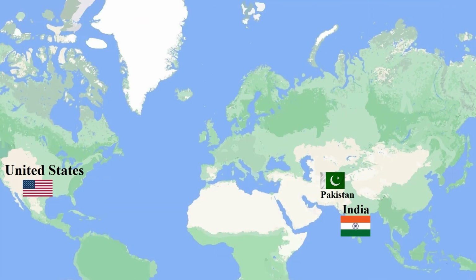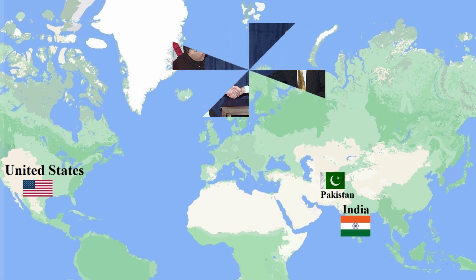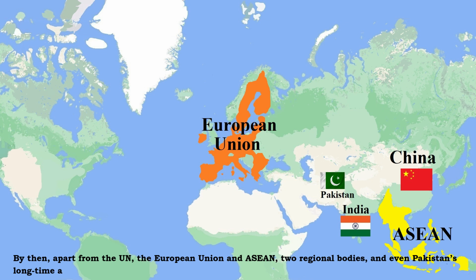On July 4, 1999, the Pakistani government sought the assistance of the United States to resolve the conflict, and at the latter's urging, Pakistan called on the infiltrators to abandon the remaining outposts and return to the Pakistani side of the LOC. By then, apart from the UN, the European Union and ASEAN, two regional bodies, and even Pakistan's longtime ally China, were calling for an end to the fighting.